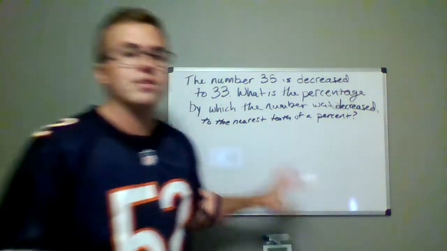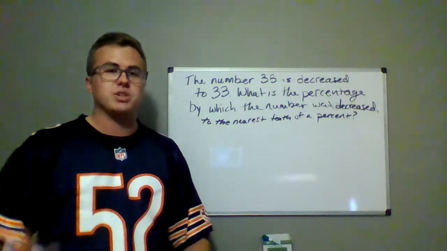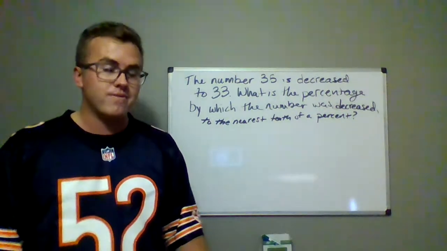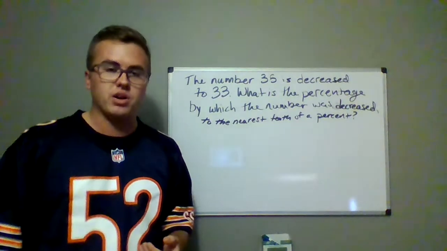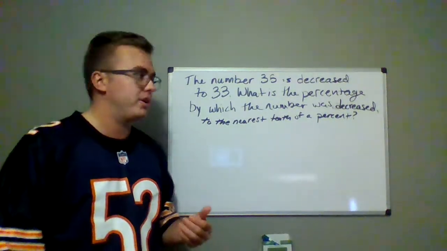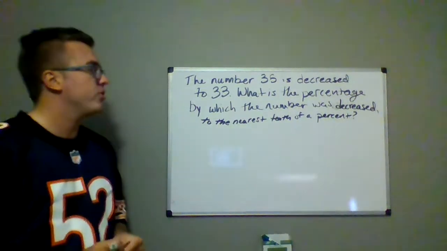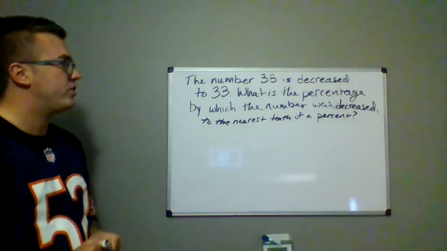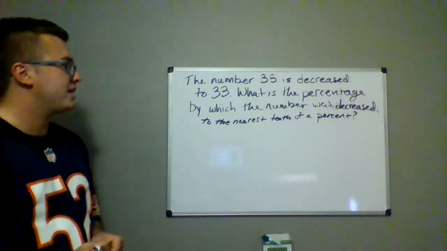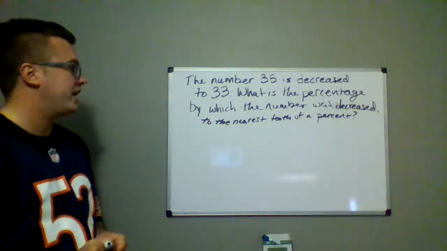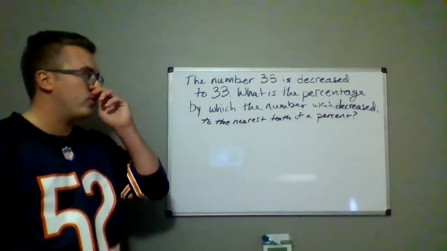So let's read through a couple questions here. Let's determine what formula I am using, and then how I am going to go about solving using that formula. This first one says the number 35 is decreased to 33. What is the percentage by which the number was decreased to the nearest tenth of a percent?